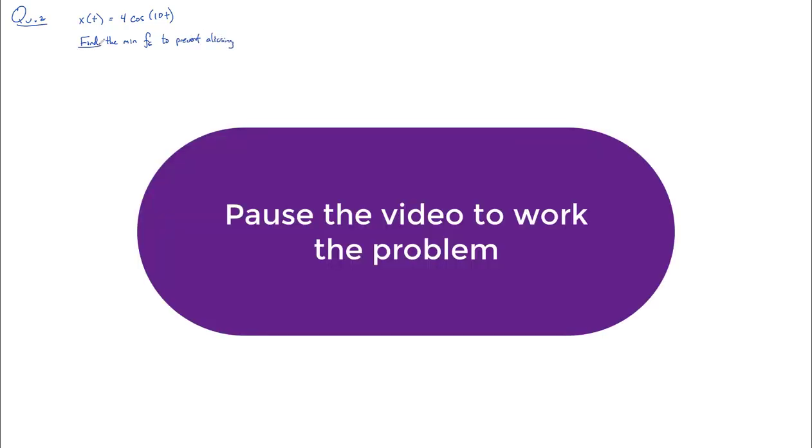This is not a graded quiz, but if it was, let's say we've got a continuous time signal that looks like this. My question is, find the minimum sampling frequency to prevent aliasing. Just take a minute and work that out.